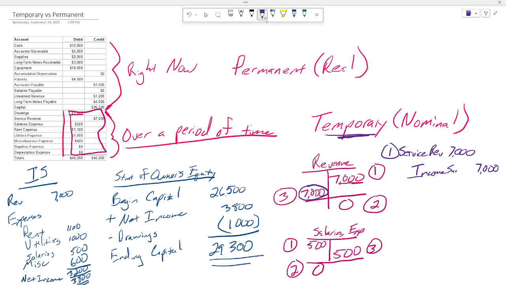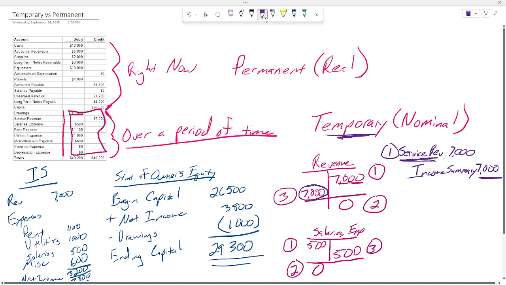So we are going to put all of our revenue into income summary. If we have more than one revenue account, we list out all of the revenue accounts here on the debit side. So if I had product revenue, I'd also put that underneath service revenue and put the total into income summary.